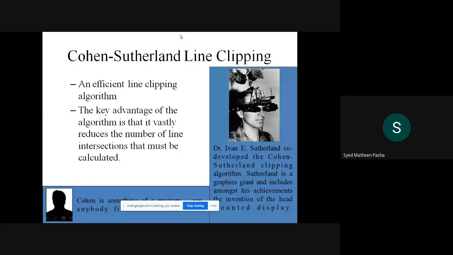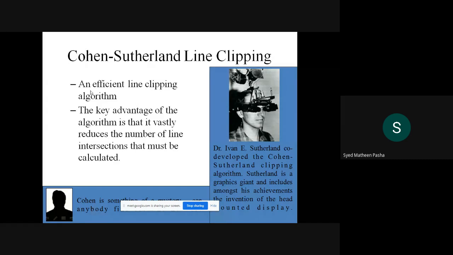There is one program, the 5th program in your lab syllabus, regarding the Cohen-Sutherland line clipping algorithm, which we'll see in the afternoon. You will be having lab today, right? So in the afternoon lab, I will be explaining the Cohen-Sutherland line clipping algorithm. You have a program for that. I'll be explaining that program.